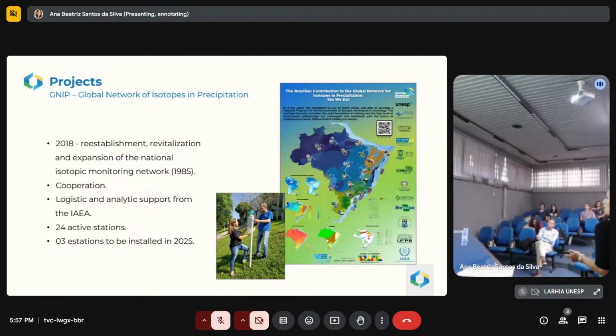So nowadays we have 24 active stations, and we are going to install 3 new stations in 2025. And this is interesting, good to see that we work in partnership with many different institutions, and it's our task to publish the first reports on this data that already has some years, and all these things with logistic and analytic support from the IAEA. They analyze all the samples for us.